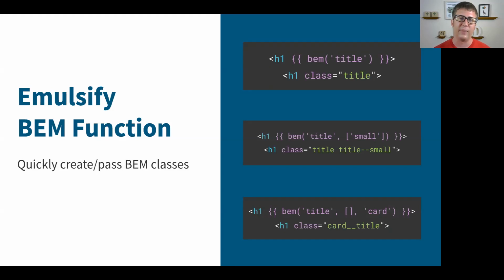You can see in our second example above, we have title and title--small. And then finally, the third argument adds a block and makes the first into an element. So in our third example, because we pass card as the third argument, we get card__title as our class. And this isn't in the slides here, but there's actually a fourth argument that is a second array that you can use to pass in any arbitrary class to a component, which is really useful in cases, but not the most used part of the BEM function. Now this is just a brief overview. You can see the Emulsify Twig module README for details, but let's see this in action to understand the how and why a little better.